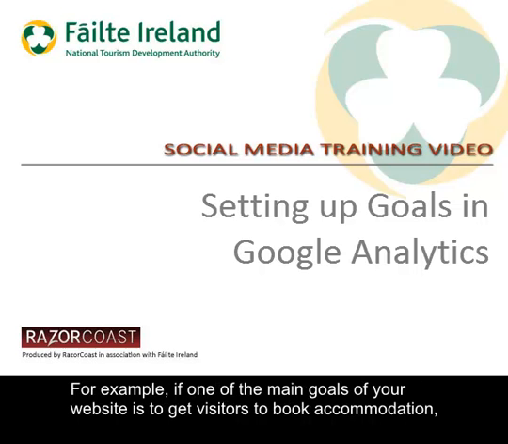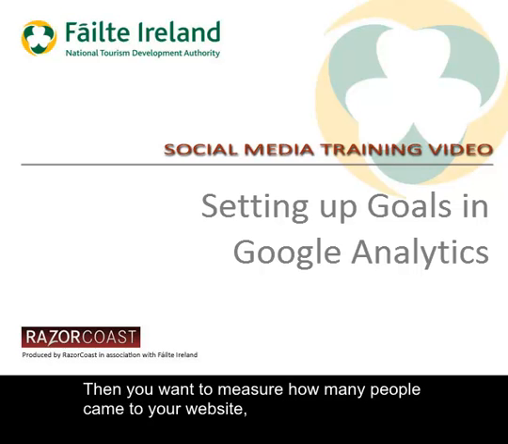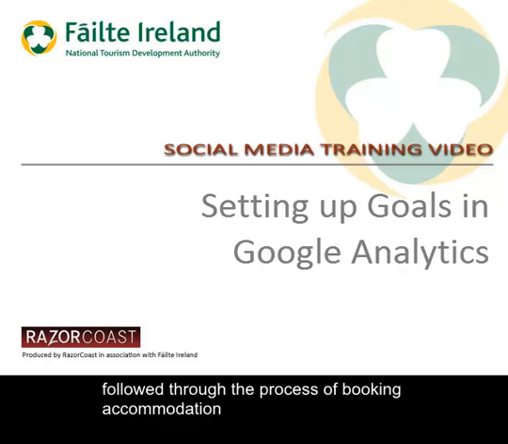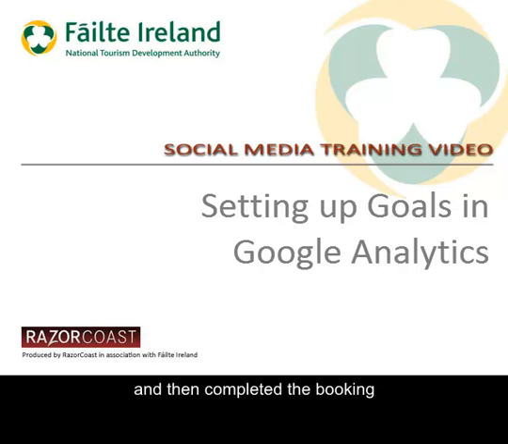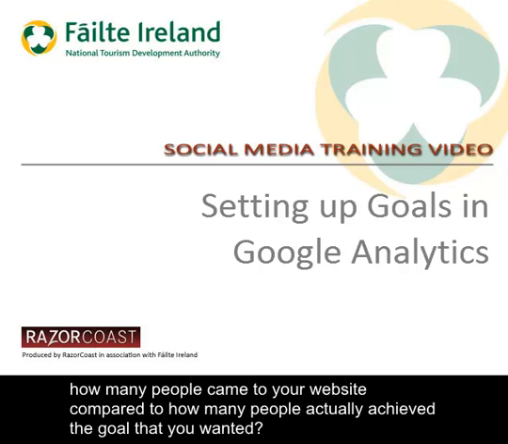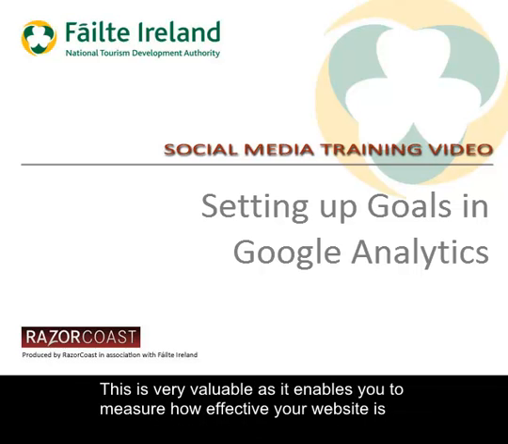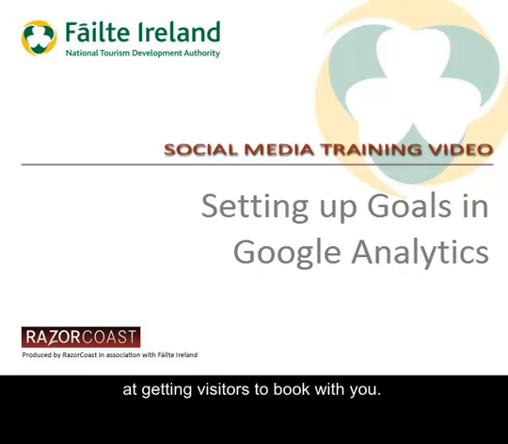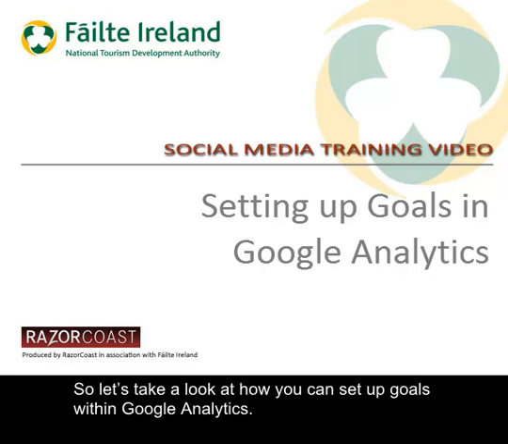For example, if one of the main goals of your website is to get visitors to book accommodation, then you want to measure how many people came to your website, followed through the process of booking accommodation, and then completed the booking. Once you start measuring this, you can then compare how many people came to your website compared to how many people actually achieved the goal that you wanted. This is very valuable as it enables you to measure how effective your website is at getting visitors to book with you. So let's take a look at how you can set up goals within Google Analytics.